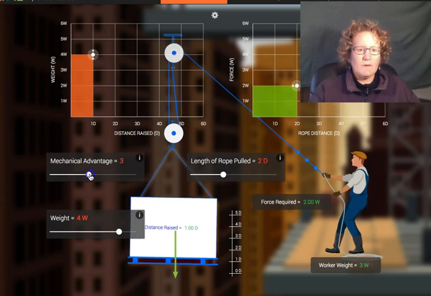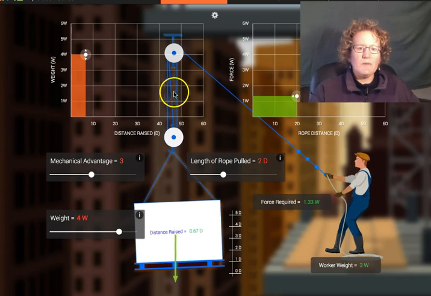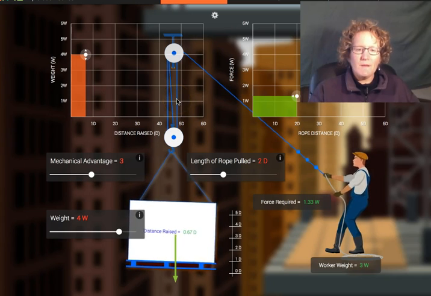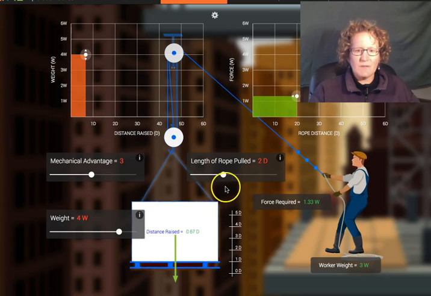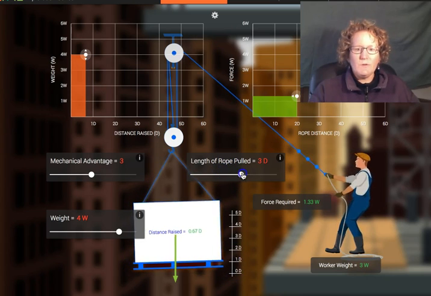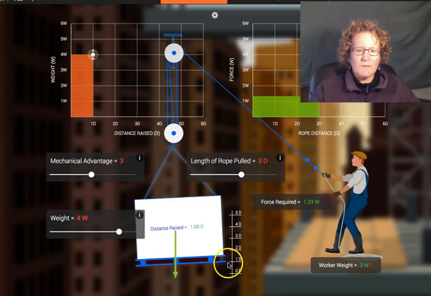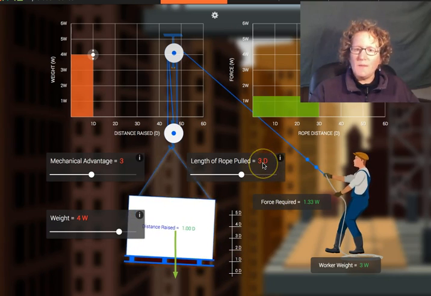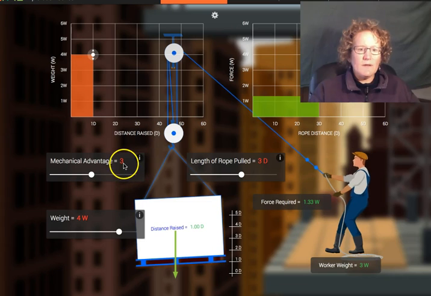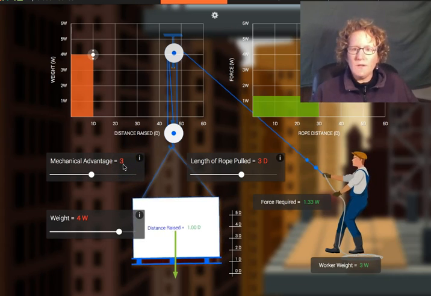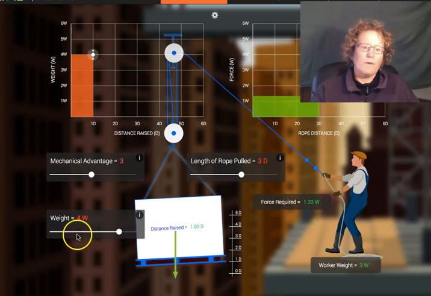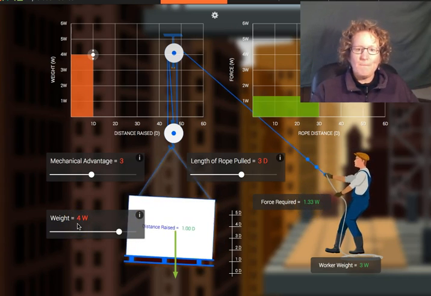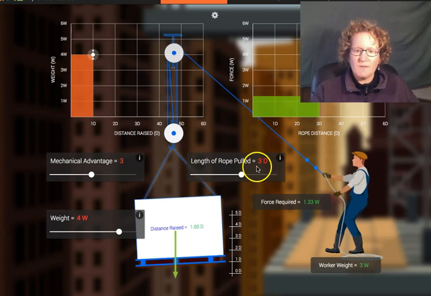Let's look at mechanical advantage of 3. Notice what happened to the pulley system here. Now there's 1, 2, 3 lengths of rope, so he has to pull it 3 times as far. You can see it dropped a little bit in order to get it back up to 1 unit of distance. We had to pull 3 times as much. So the mechanical advantage of 3 means you only need 1/3 of the force here. 1.33 is 1/3 of 4 here, but you need to pull it 3 times as far.